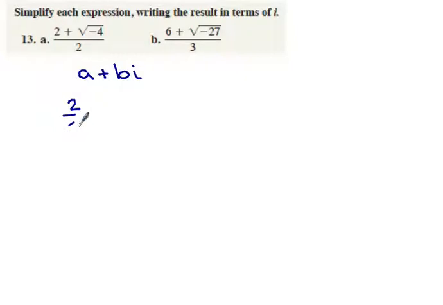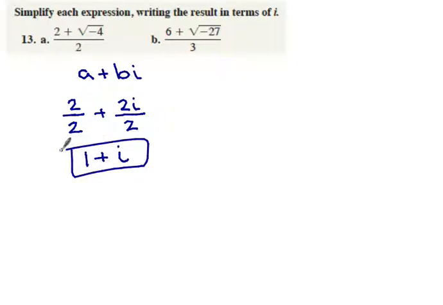And right now my button is tweaking out. Hold on. Okay, so this is 2 over 2 plus, and this is the square root of negative 4, so this is 2i over 2. And so we can simplify this as 1 plus i. So this becomes our simplified complex piece.